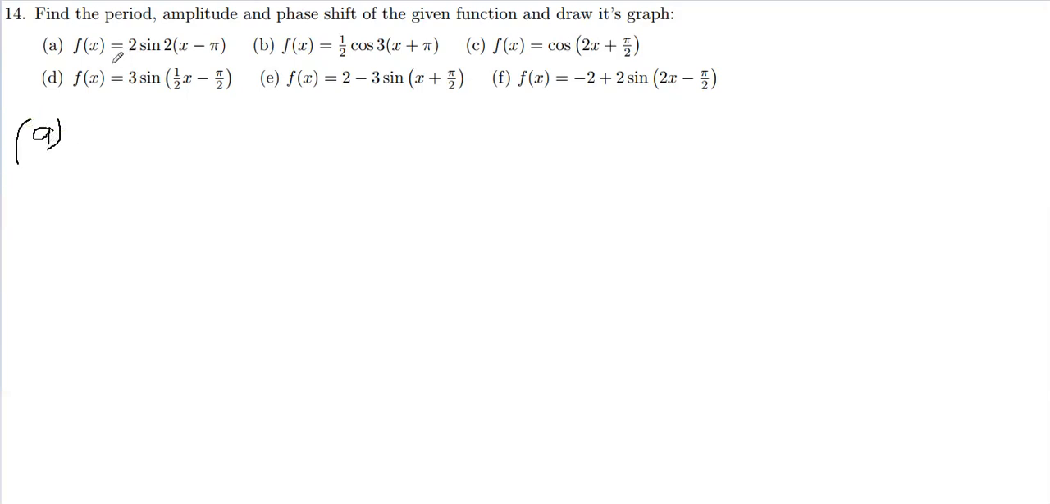So A, okay, let me just say let y be equal to f(x). I don't want to be writing f(x) everywhere. I want to be using y, at least it's easier for me. So where there is f(x), I'll be putting y. The first one here is 2 sine (2x minus pi). In short, this 2 is multiplying with everything in the brackets there.